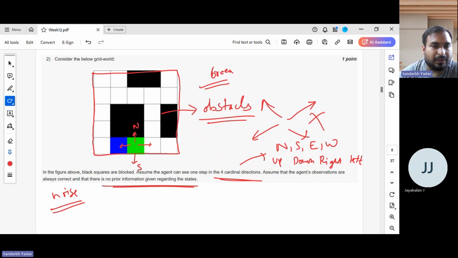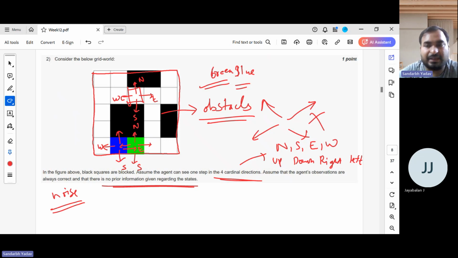But what about the blue cell? Blue cell also satisfies this property, right? There is an obstacle in north, an obstacle in south, but no obstacle in east, no obstacle in west. So blue also satisfies this property. But they are saying, are these the only two cells? If you look carefully, this is also a cell which satisfies this property, right? In north there is an obstacle, in south there is an obstacle, but in east and in west there is no obstacle. So this cell also satisfies this property.